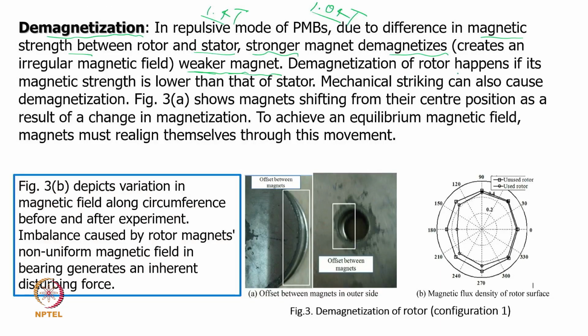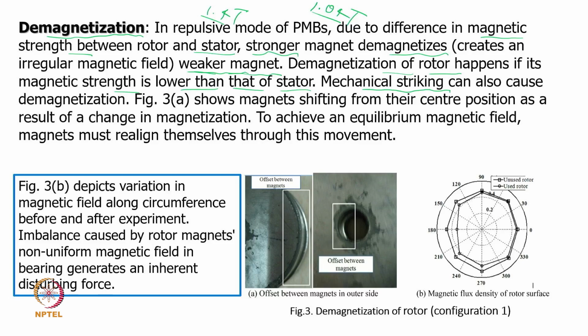Now, demagnetization of the rotor happens if its magnetic strength is lesser than that of the stator magnet. However, if we keep the same magnetic strength for both, at least this kind of demagnetization will not occur. However, there is a possibility that if there is mechanical contact between the two permanent magnets, it will again cause some demagnetization.